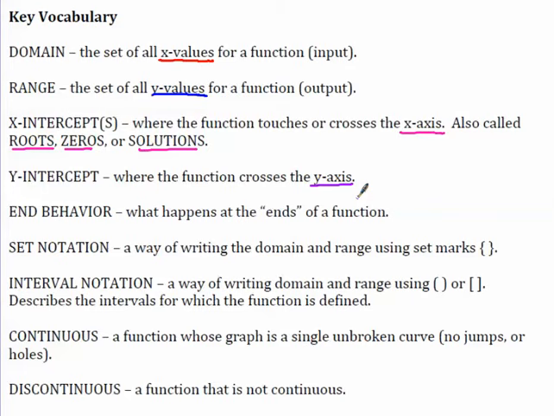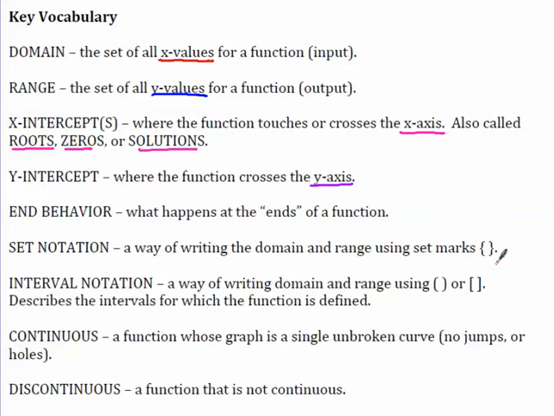And then there are two ways that we have for writing the domain and range. One is called set notation. That's a way of writing the domain and range that uses set marks, which are the curly brackets. And then we have interval notation, which is a way of writing the domain and range using either parentheses or square brackets, sometimes both. And it describes the intervals for which a function is defined.